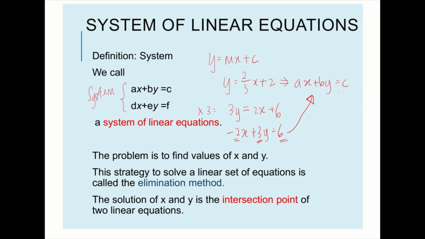So ax + by = c is one linear equation. And dx + ey = f is another linear equation, where d is a number, e is also another number, and f is also another number, just like this. As you can see here, we have two linear equations, so we call this a system.